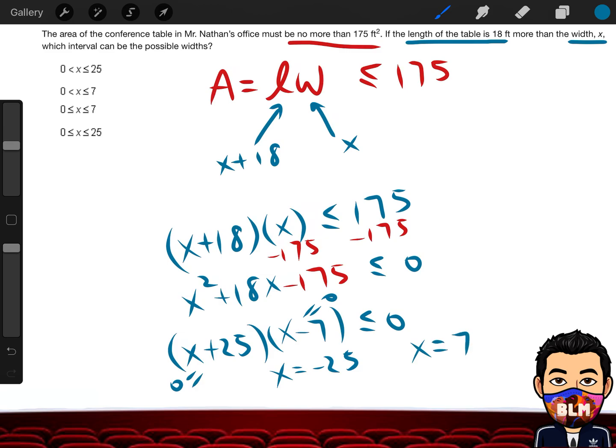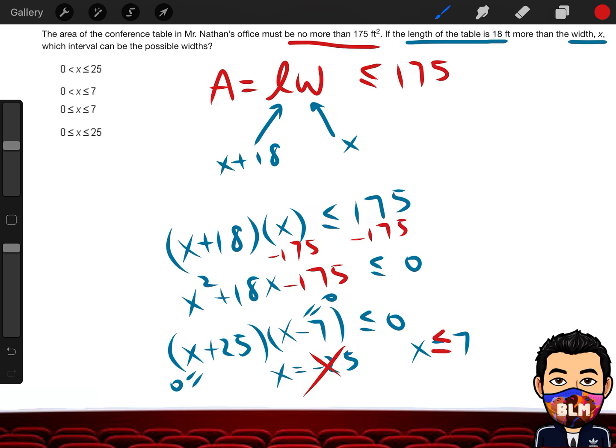Let's look at this one more time. Let's analyze this. We're talking about x as the length of the width. Can the length of any side be a negative value? Heck no, right? So the only one you want to choose is going to be 7. But we're talking about an inequality, so it's going to be x is less than or equal to 7.